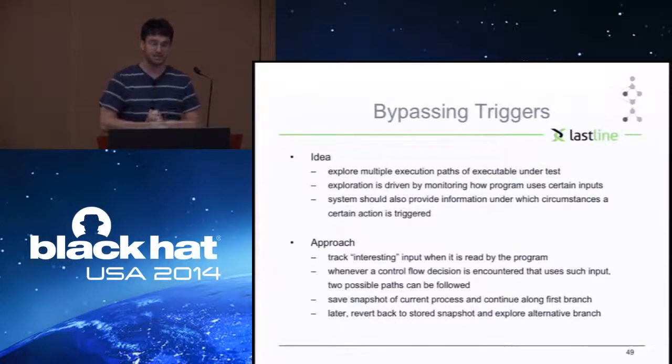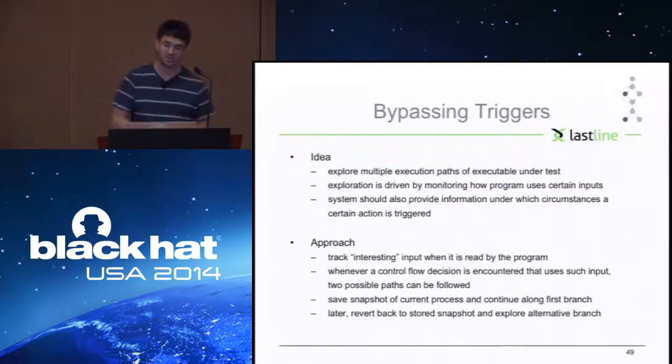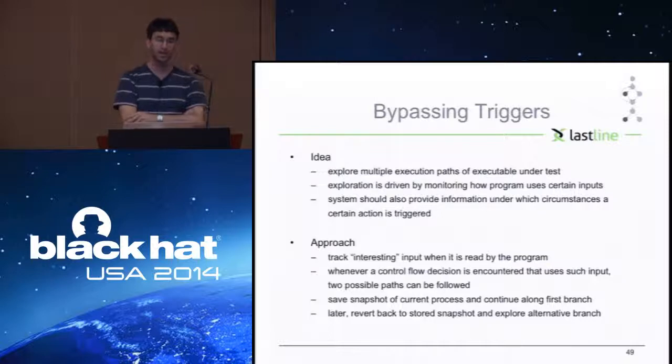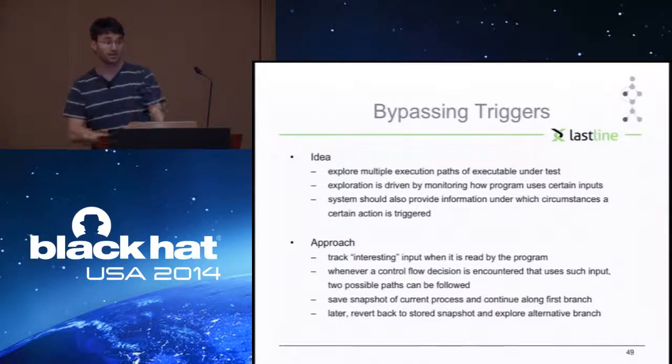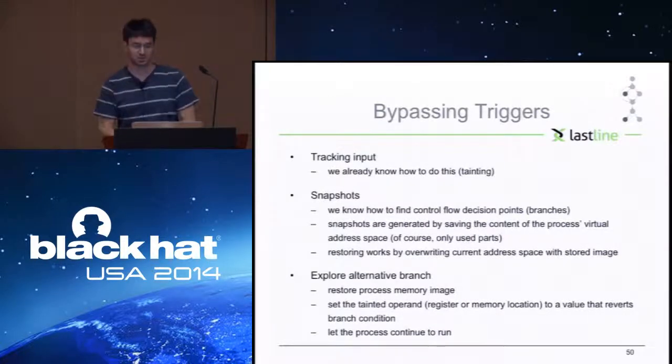And what we need for that basic idea is we need to be able to track interesting inputs. We already sort of have the ability to do data flow tracking. Some value is read into memory and then it's moved around by instructions, move, whatever. And then there's a compare operation. So can we track this interesting data and detect that there's a control flow decision, a check, a trigger that uses that input? And then in the best of all worlds, we take a snapshot, let the program continue, and then revert to that snapshot and explore the alternative execution path.